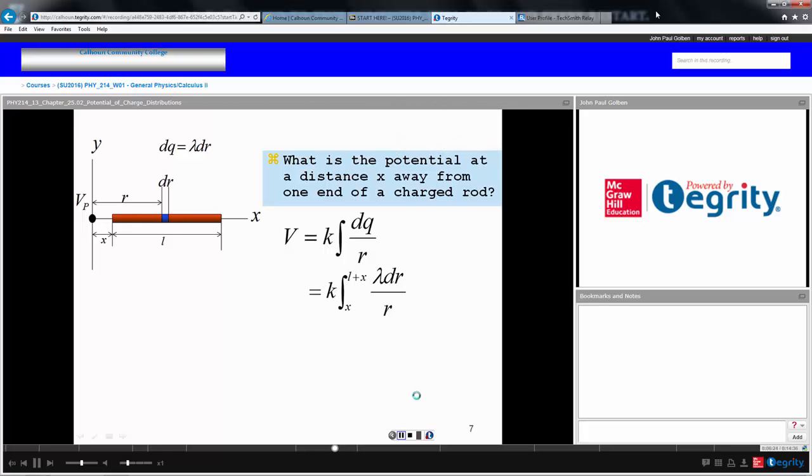So if we do that, we're going to get k lambda, integration of dr over r, which is going to be the natural log, evaluated from x to L plus x. And that will give us k lambda natural log of L plus x divided by x. That's our potential, a distance x away from one end of this rod.